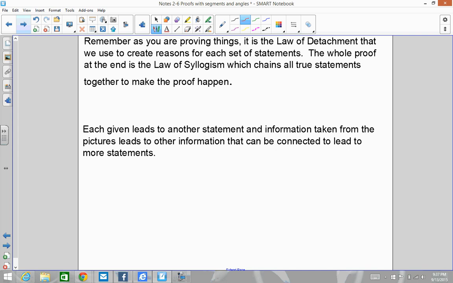When you're done with your proof, you're actually using the law of syllogism, saying that from my first statement to my last statement, they all connect together in if-then form to finally make my total and complete proof. And that's what this is saying right here. You could copy this down. It might help you later on when you're thinking about making a proof.